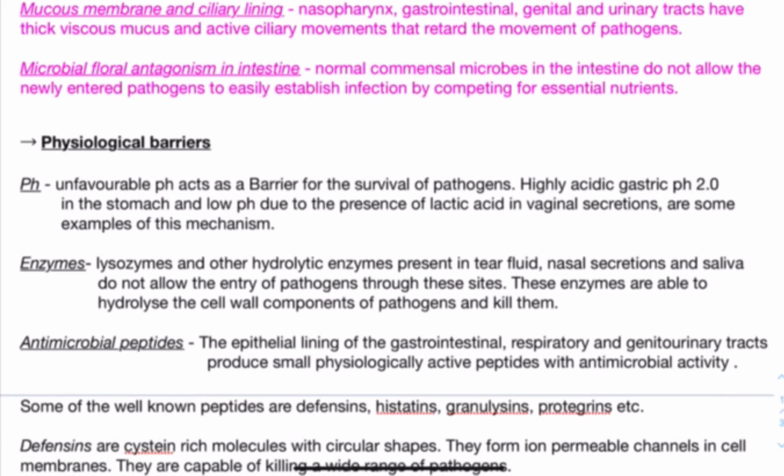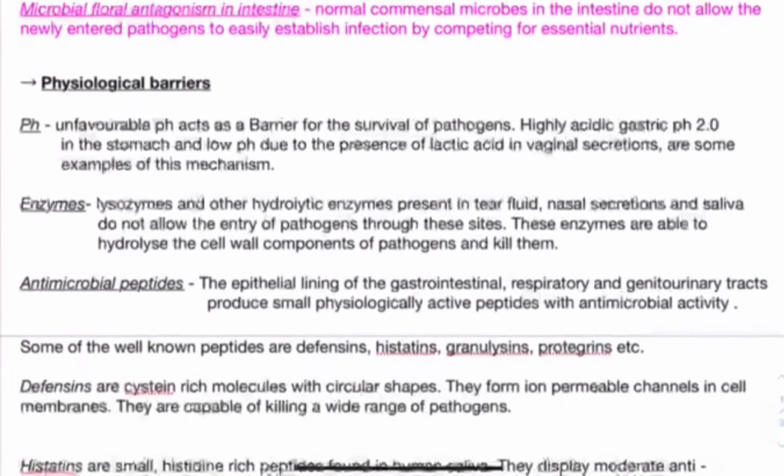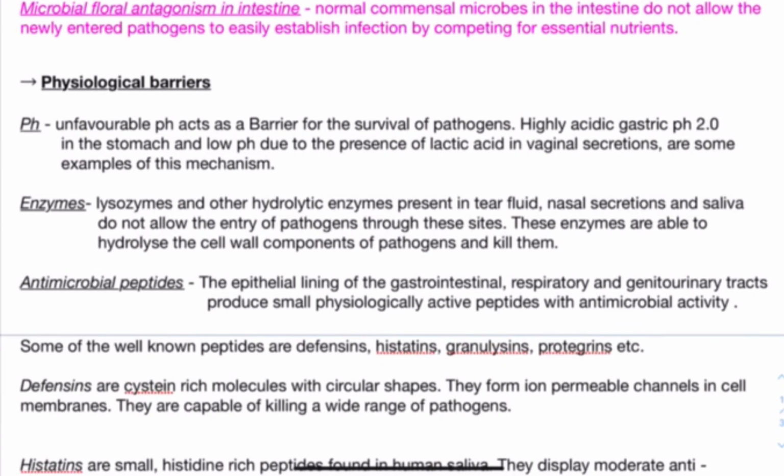Third, we have antimicrobial peptides. The epithelial lining of the gastrointestinal, respiratory, and genitourinary tracts produce small physiologically active peptides. These peptides have antimicrobial activity. Let's discuss some of the well-known peptides: defensins, histatins, granulisins, and protegrins. We have many more others also.